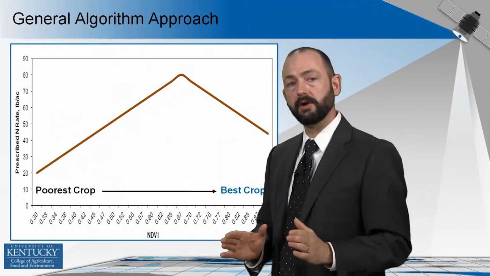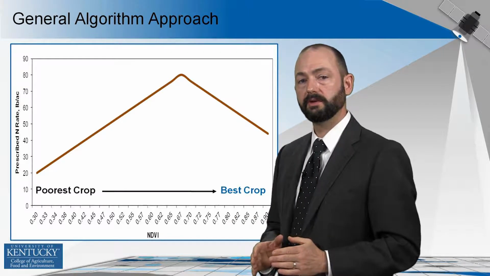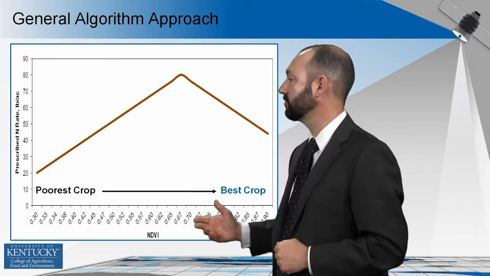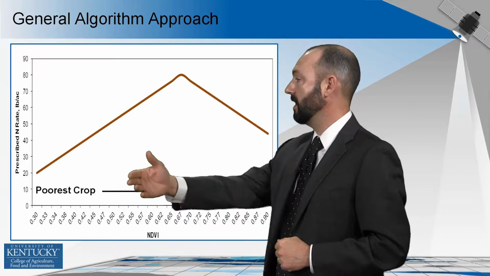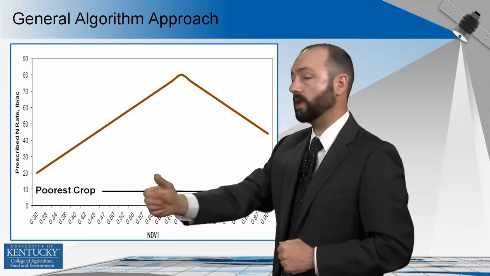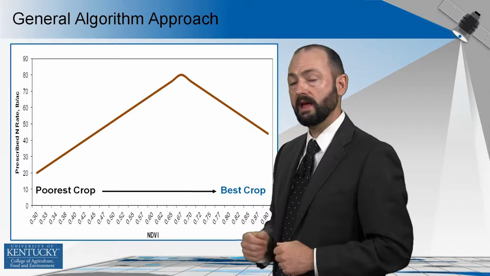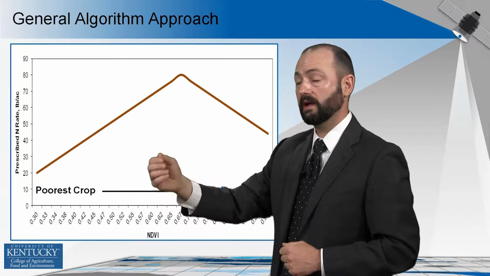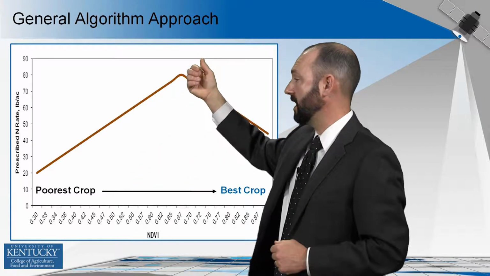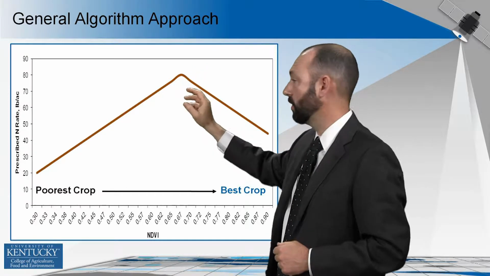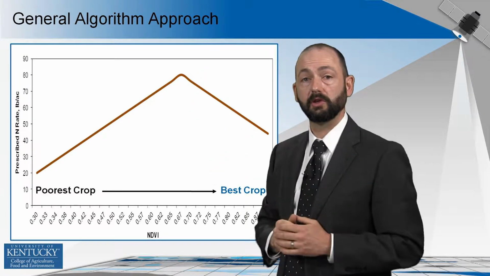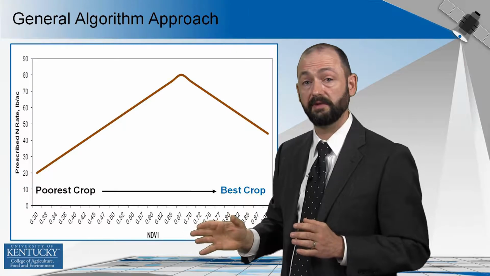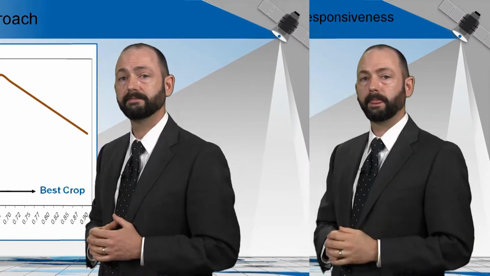So first I'm going to show you the general algorithm approach. Across the horizontal axis we have the NDVI, and up the vertical axis we have the prescribed N rate. What it does is apply the lowest nitrogen rate to the poorest crop, and then it goes up as the NDVI goes up, and then it reaches a point where it turns back down and the nitrogen rate starts to decrease again in the best area of the field. And I'm going to explain why this is.